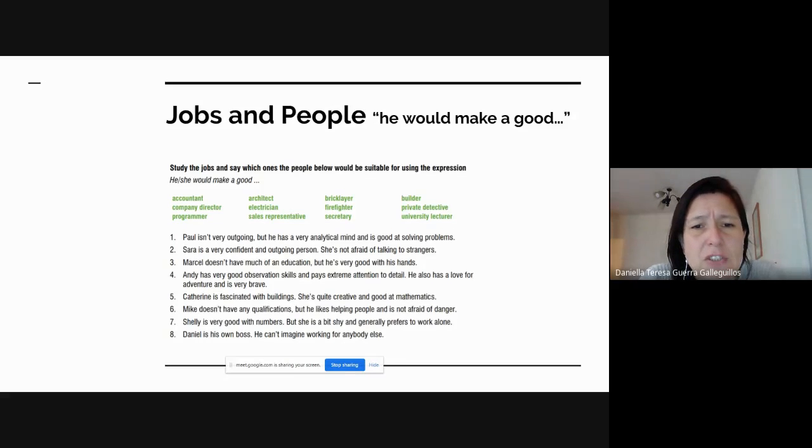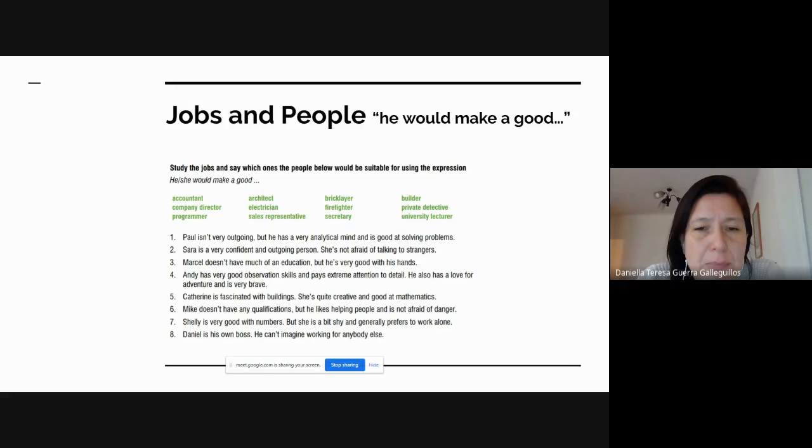Andy has very good observation skills and pays extreme attention to detail. He also has a love for adventure and is very brave. Adventure, brave, observation skills, attention to detail. Okay, so that person would make a good private detective, a good firefighter. He would make a good maybe architect, could be. Okay, so there are descriptive adjectives that can fit with many professions.